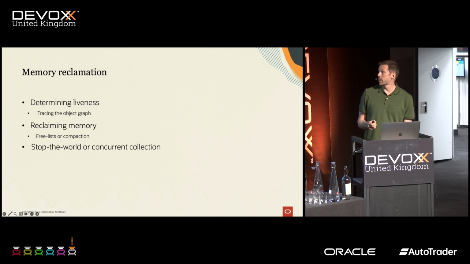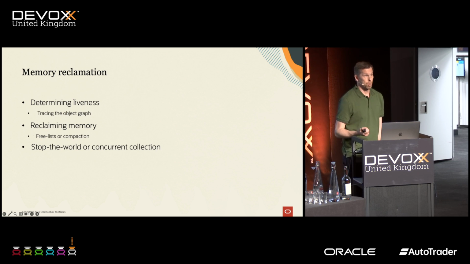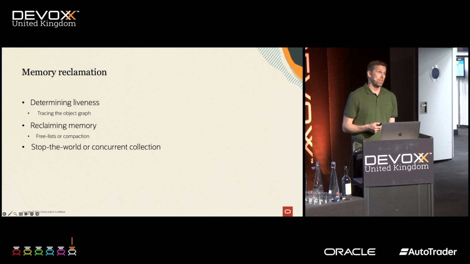Something else that you need to decide when you design a GC algorithm is when do you want to do this GC work? When should we determine the liveness, and when should we do the reclamation? Do we do that stopping the world, that means stopping the Java threads, or do we do it concurrently with the Java application still running?